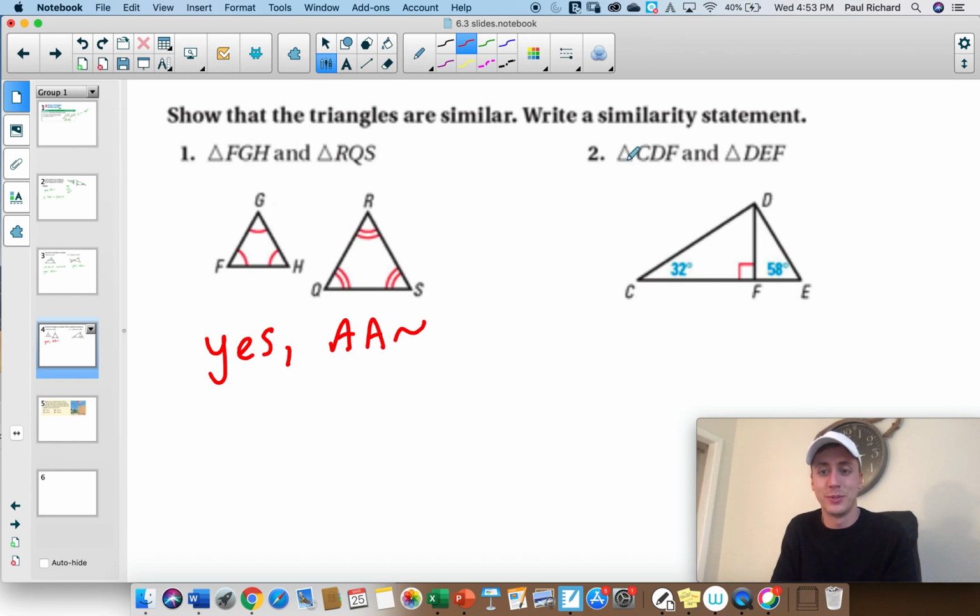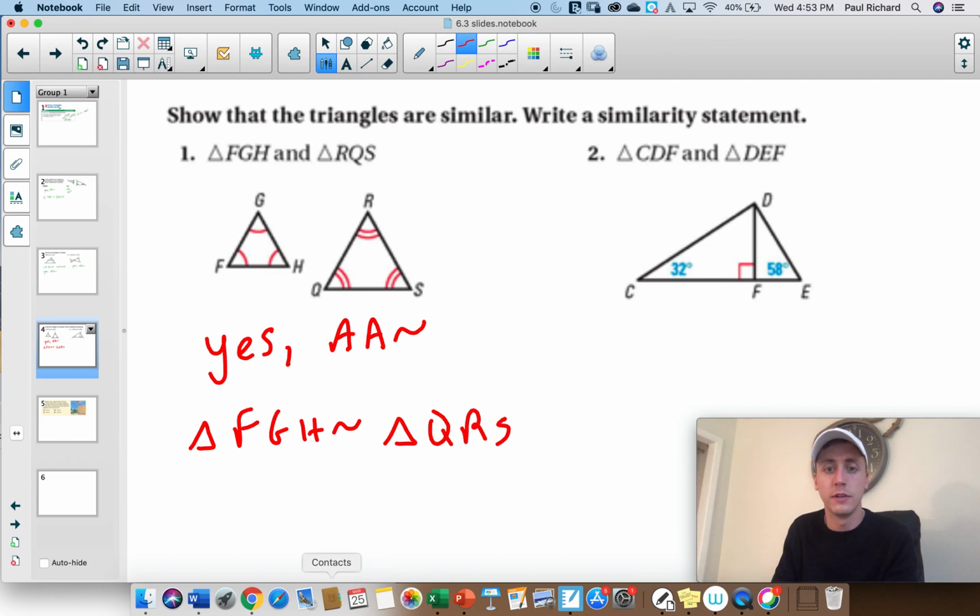Hopefully we come up to an example that's a no, right? We haven't seen a no yet, but you'll clearly see it because the angles won't be the same. It also says write a similarity statement, and for this one it doesn't matter which ones we correspond. So let's go FGH is similar to triangle QRS, just to keep it consistent. That's it. CDF is the left-right triangle, and DEF is the right triangle.